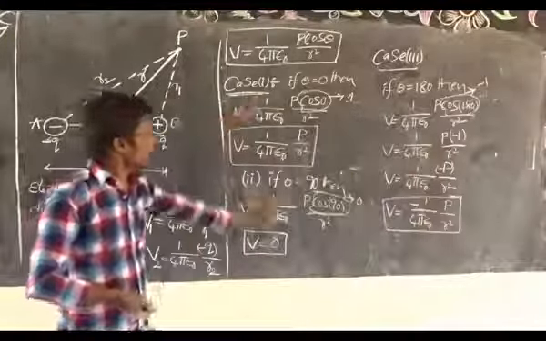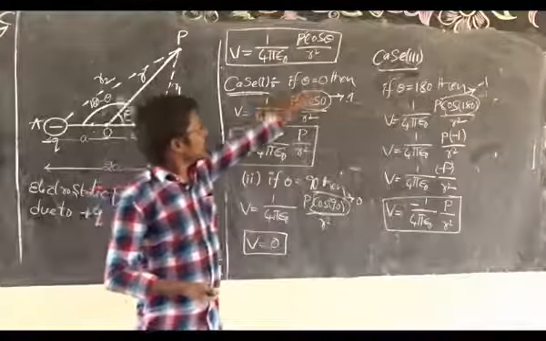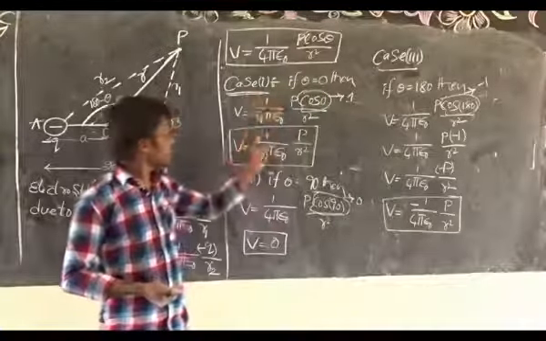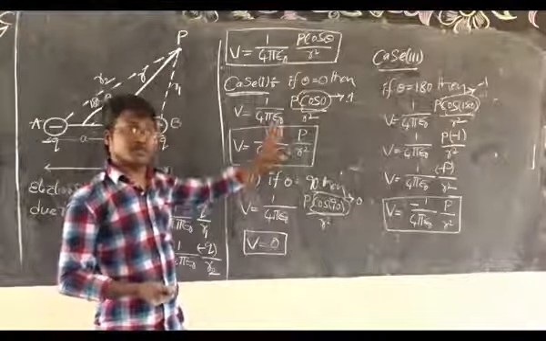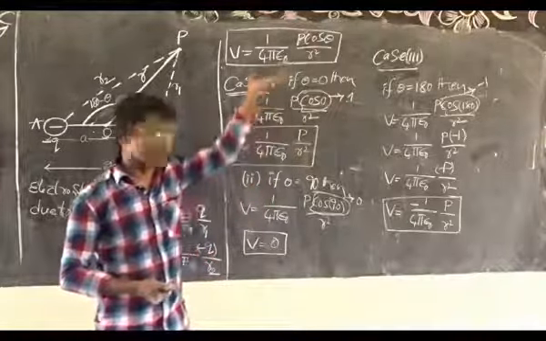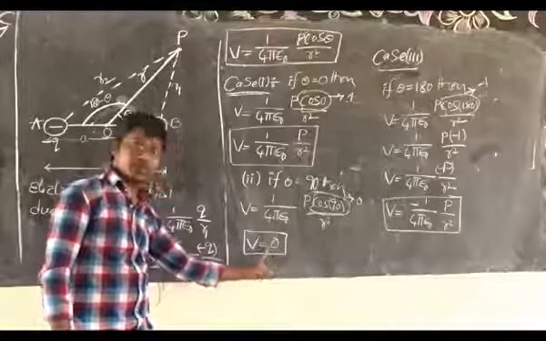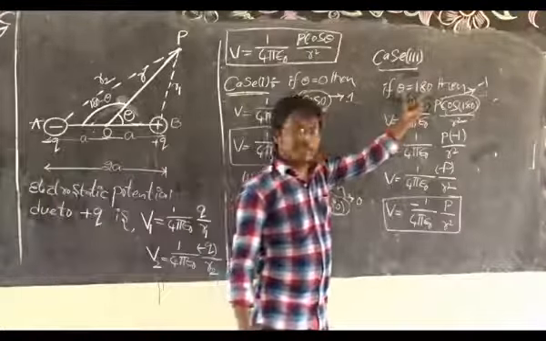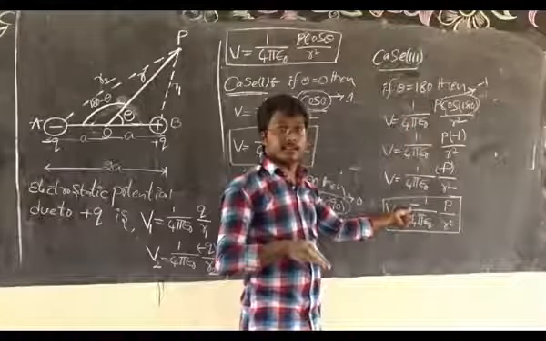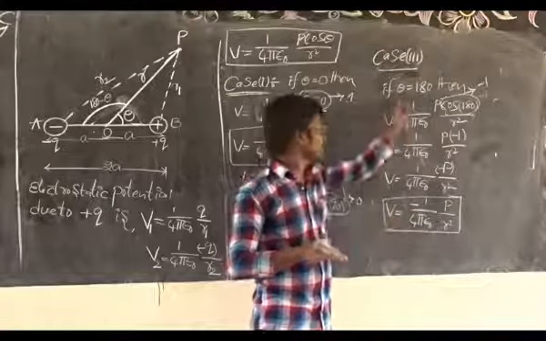First case 0, second one 90, third one 180. So here, when you are taking theta equal to 0, electrostatic potential value is maximum. See here, no minus symbol is there. So theta is 0 means electrostatic potential is maximum. And theta is 90 means electrostatic potential is 0. Theta is 180 degrees means electrostatic potential is minimum. Here see, minus symbol is there. So this is the minimum value when you are taking the theta value as 180 degrees.